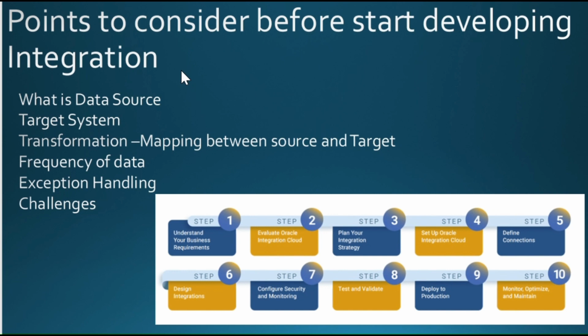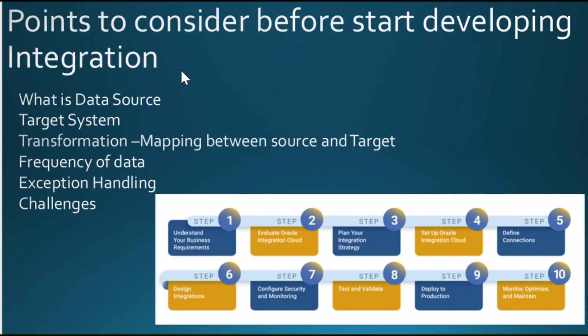What kind of data are you getting from your source system? Is the data format XML, JSON, or HTML? Where is the file located? Is the file located in an SFTP location? Are we accessing the data from an application, or are we using business events? These are the points we need to consider when we are getting the data from the source system.